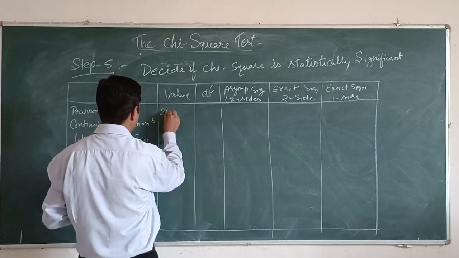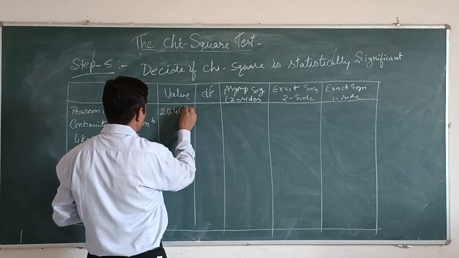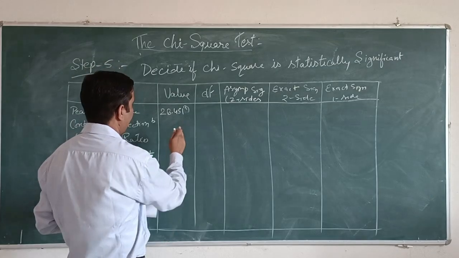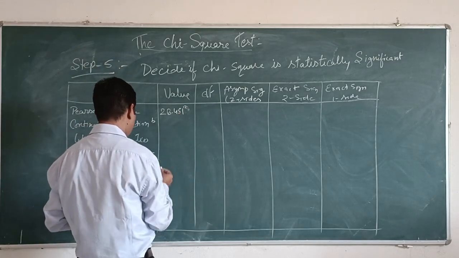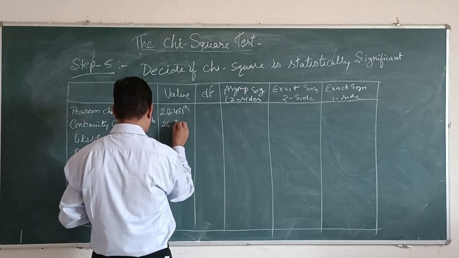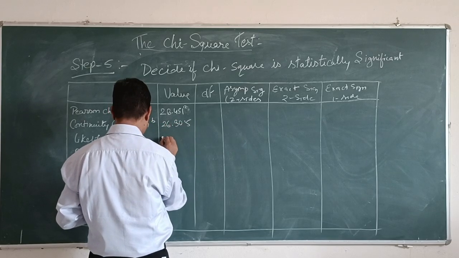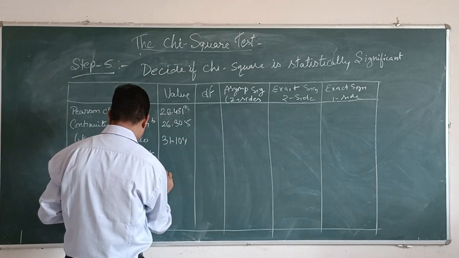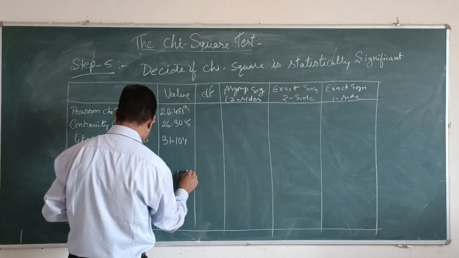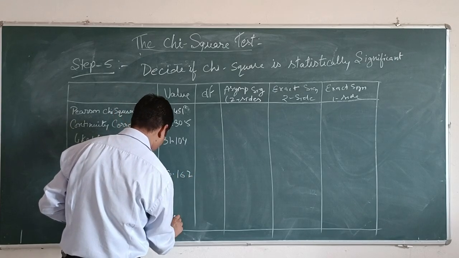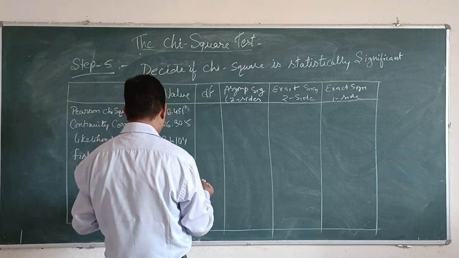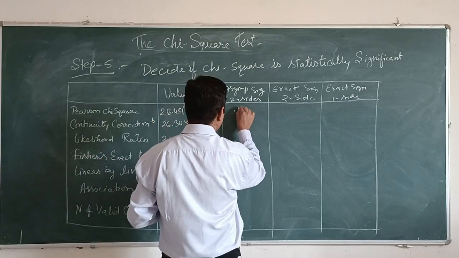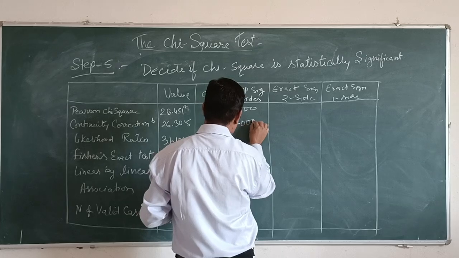For it is 28.451, which we already got as the answer in the chi-square test earlier. We will say it is the value of A. Okay, second one is 26.305. Third one 31.104. For linear we can get 28.167, and the N value is 100. For the DF value 1, 1, 1, and the significance values 0.000, 0.000, 0.000.